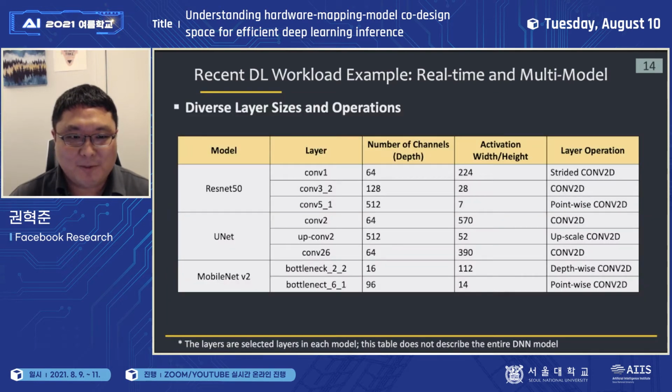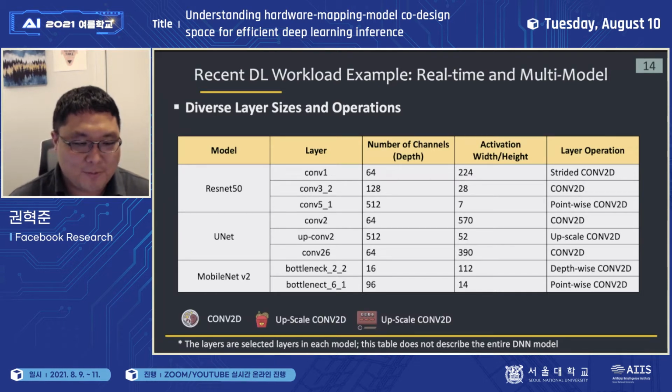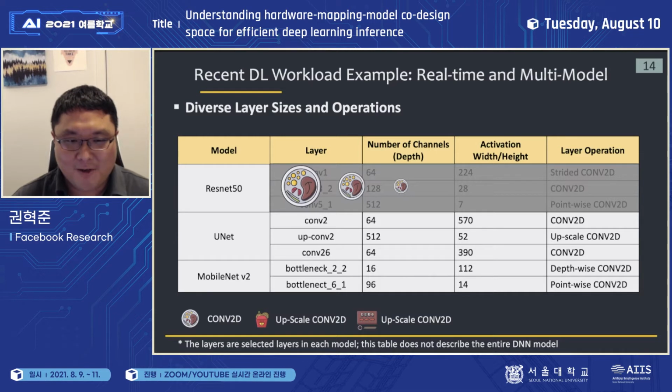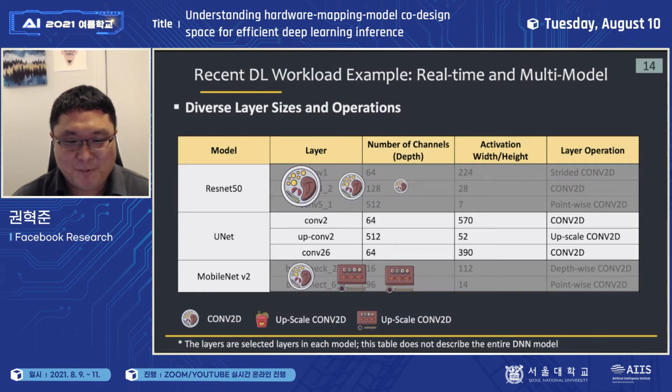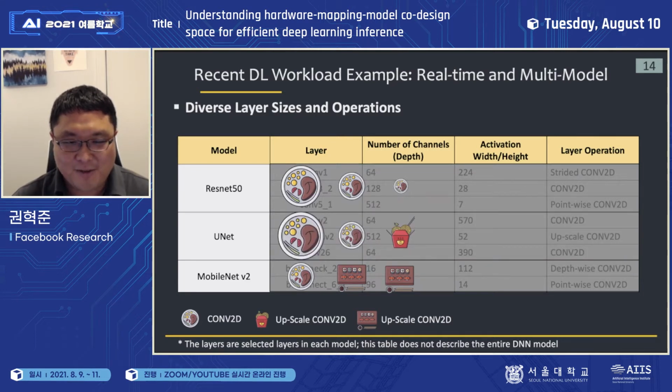So these are example models and example layers inside those models. I will not go into all the details, but the point here is it has many different layer operations and many different layer shapes and sizes. So to make it more intuitive, let me bring the buffet restaurant example again. Let's say steak and noodle is another operation and so on. So ResNet 50 is something like large steak, medium steak, and small steak. And MobileNet 50 is something like medium steak and sushi. And UNet is large steak, medium steak, and noodle. So we can expect this kind of heterogeneity in the workloads.